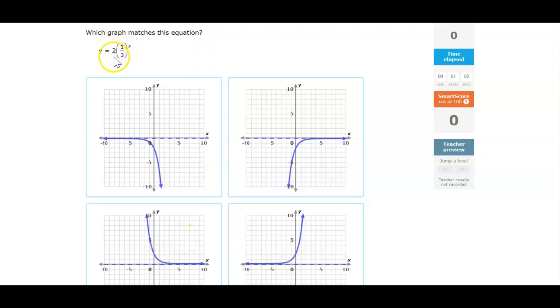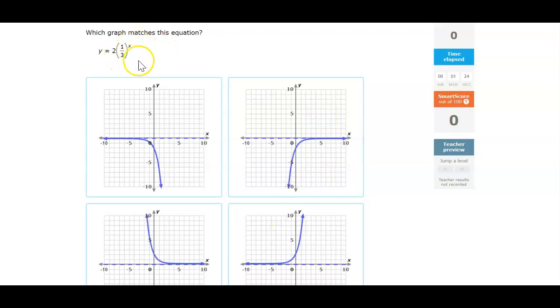Then we're going to come to the front and see whether it's positive or negative. If it is positive like this one, then the graph should be above the asymptote. So we can say that both of these are gone because you can see this graph is below the dashed line. So we are looking at this one or this one.